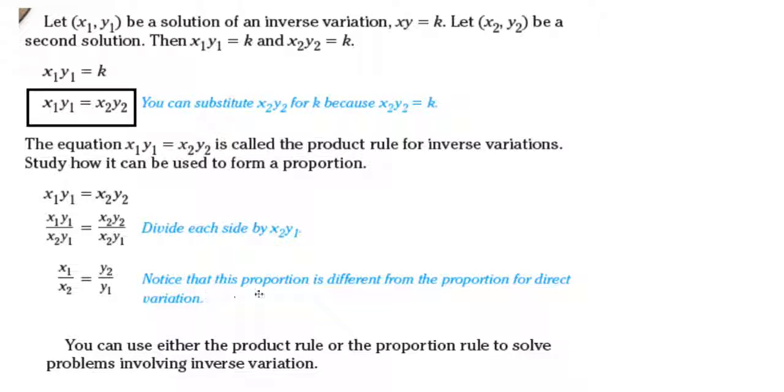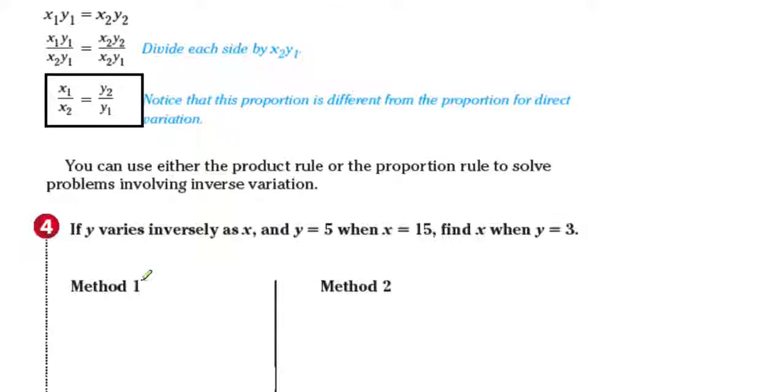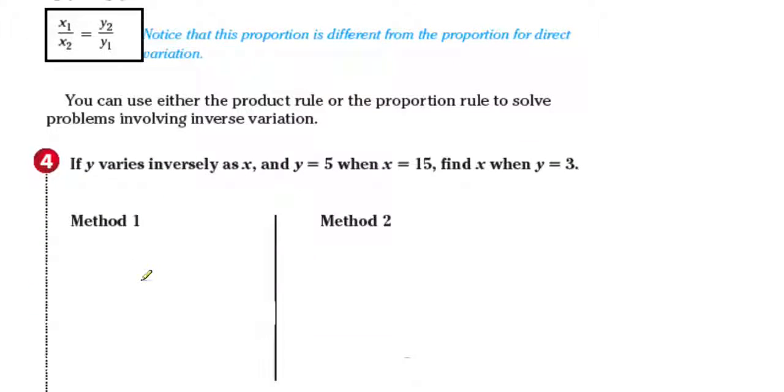Notice that this proportion is different from the proportion for direct variation. Now this will become confusing because although they look the same, the formula for inverse variation is not the same. So if you use the wrong formula, obviously you will get the wrong answer. Now how do you use this formula?